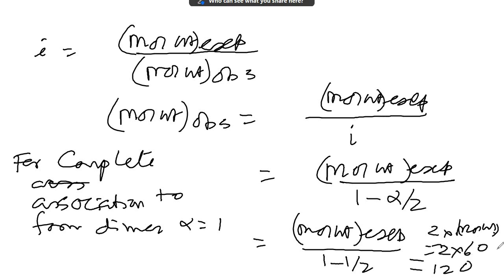So the observed molecular weight of acetic acid in benzene is double the actual value, hence it is found to be true. If complete association does not take place, the value will be between 60 and 120 depending upon the degree of association. The more it is associated, the more will be the molar mass. The more it is dissociated, the less will be the molar mass. So I hope you have followed this part up to this today. Next day we will discuss the other part of it.